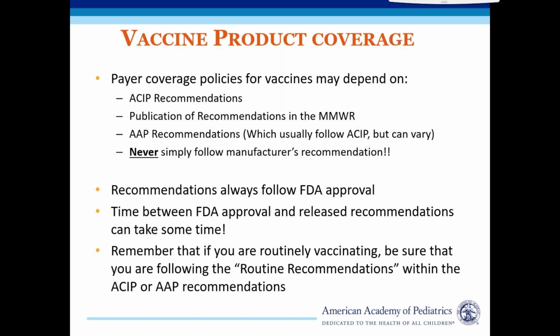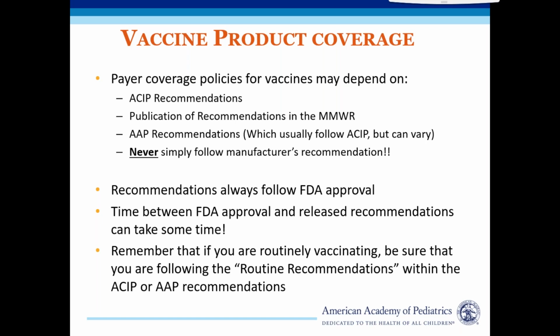So payer coverage policies for vaccines typically depend on ACIP recommendations like we just mentioned. And those recommendations are published in the MMWR, which is the Morbidity and Mortality Weekly Report, I believe it stands for. Or it'll be based on recommendations by the American Academy of Pediatrics, which usually follow ACIP, but they can vary. Never blindly follow manufacturers' recommendations. They do differ, and they may differ from ACIP recommendations. So it's very important to not blindly follow manufacturer recommendations.